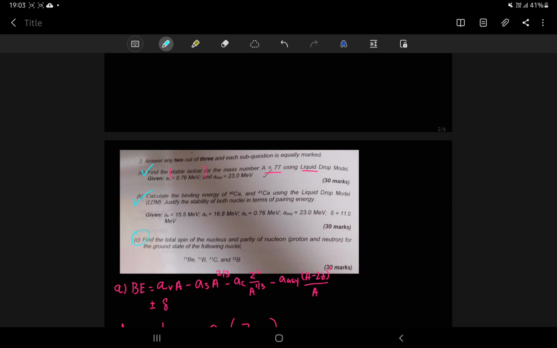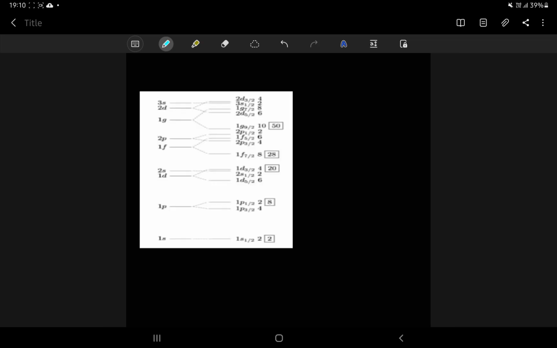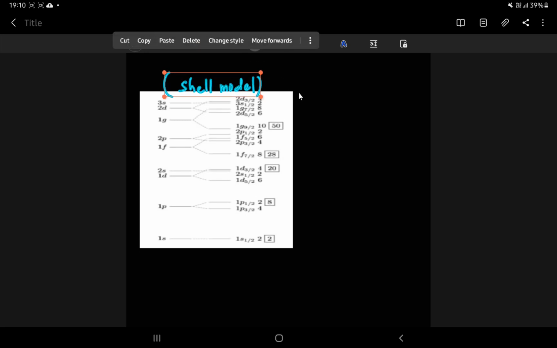For C, we need to find the total spin of the nucleus and the parity of the nucleon for the ground state of the following nuclei. This is the application of the shell model. As you can see, I already pasted the shell model for the nucleus. It is similar to the shell model of the electron, but a little bit different.